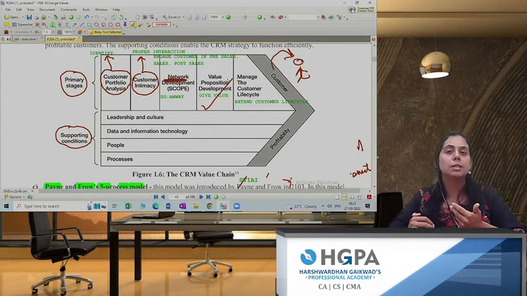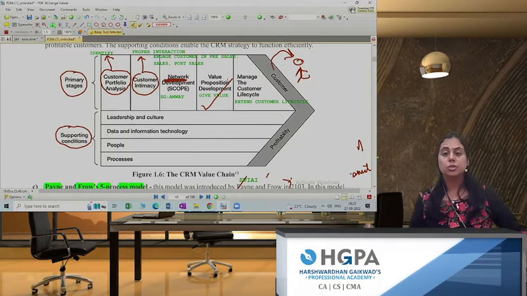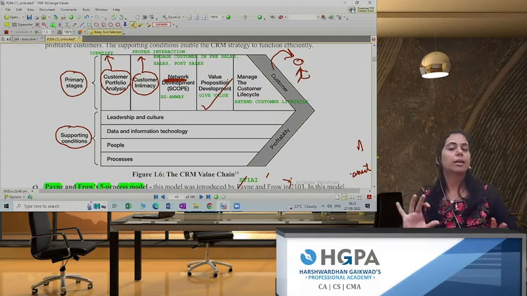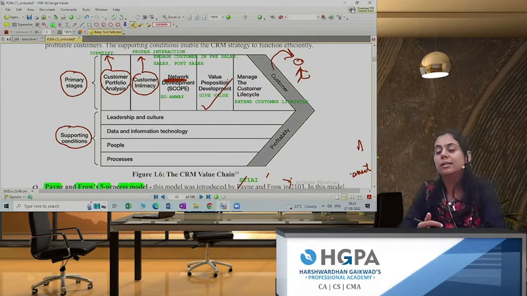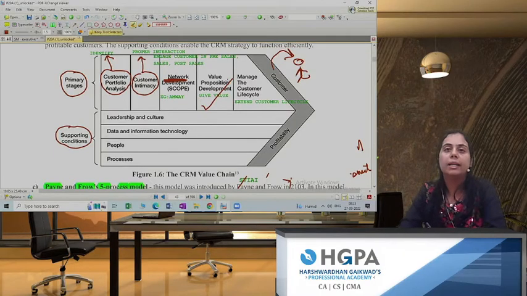Life cycle means they are purchasing our product for, say, one year. Like Maggi, we are purchasing for the last 20 years. Then the life cycle of the customer is 20 years. So that is managing the customer's life. So these are the primary activities: identifying the portfolio, having a good intimacy with them, developing the network with them, having a proper value development, and the last one is maintaining the life.